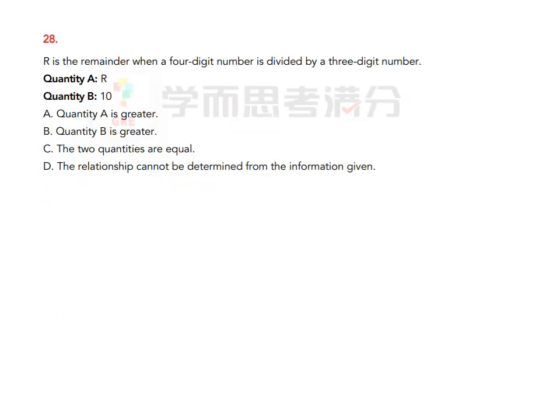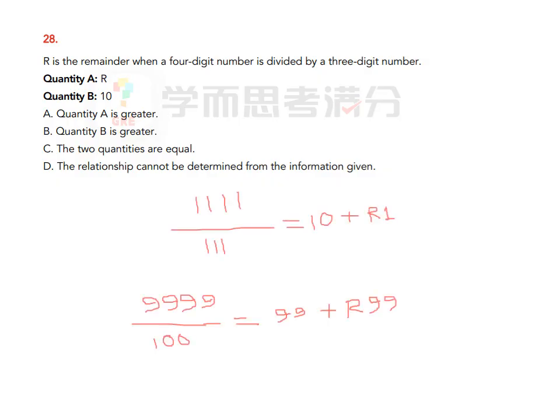We are on the 28th question. Let's see it. R is the remainder when a 4-digit number is divided by a 3-digit number. Quantity A is the number R, and quantity B is given as 10. Let us take a numerical example. 1111 divided by 111, we get the quotient 10 and remainder 1.